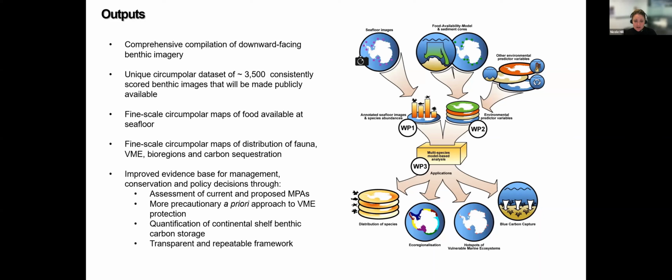And this will generate an improved evidence base for management and conservation and policy decisions through, firstly, an assessment of current and proposed MPAs, a more precautionary approach to VME protection, quantification of benthic shelf carbon storage, and all of this within a transparent and repeatable framework that can be redone, revisited as more information comes online.